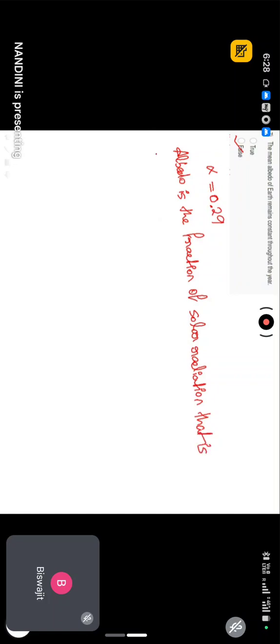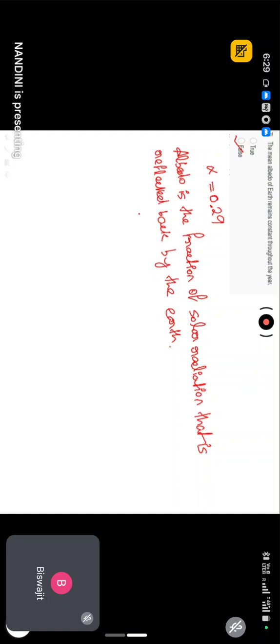So basically, albedo is the fraction of solar radiation that is reflected back by the Earth. The fraction of solar radiation that is being reflected back by the Earth is basically given by albedo.